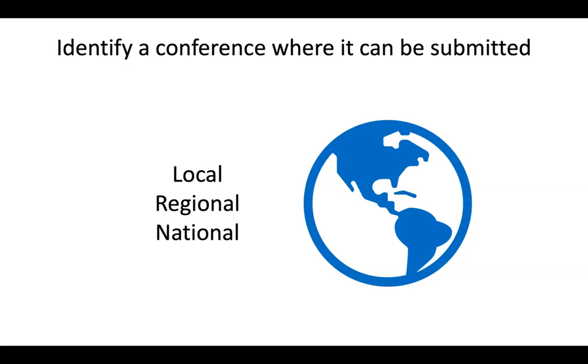Next is identifying a conference. And so it can be local, regional, or national. Now with Zoom, there's a lot of virtual ones. There's ones where you can submit and not even be present. So talking to your division chief, talking to leadership, looking at the newsletters from a lot of academic societies, you can figure out where you can submit.